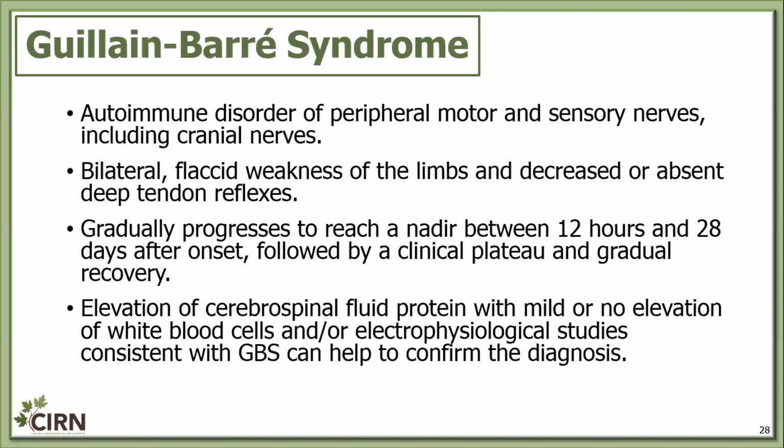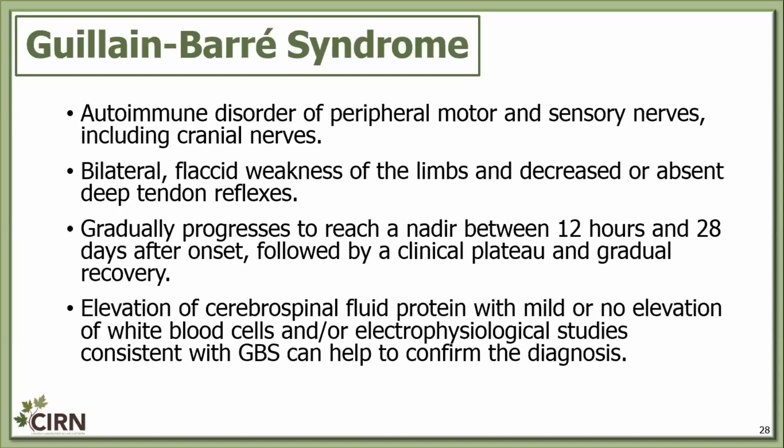And the symptoms gradually progress over hours to a few weeks to reach a nadir, and then they plateau for a while and will gradually improve. So it results from autoimmune destruction of the myelin sheaths around peripheral nerves, and it takes quite a while for those sheaths to regenerate. But in kids, the outcomes tend to be a bit better. Adults have a reasonably high mortality and can take months to even a year or two to fully recover.